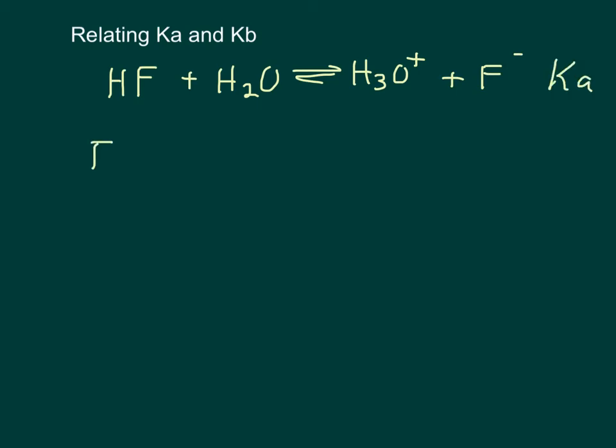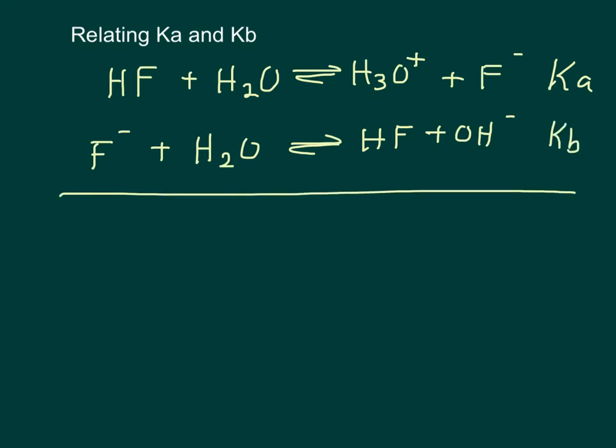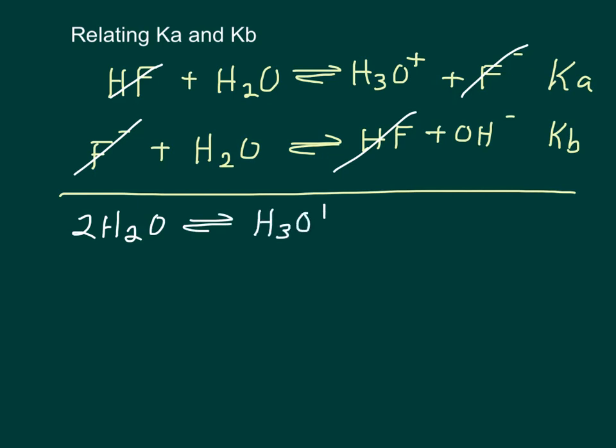Well, let's write the hydrolysis reaction for the weak base. So fluoride, let's add that to water, and we'll get HF and OH minus. Now the K for this reaction is Kb because it's a weak base. Okay, and then let's look at this and let's cancel out some things. All right, so the fluoride and the HF cancel, and we come out with 2 water in equilibrium with hydronium ion and OH minus.